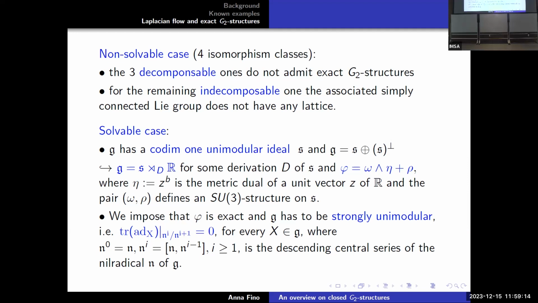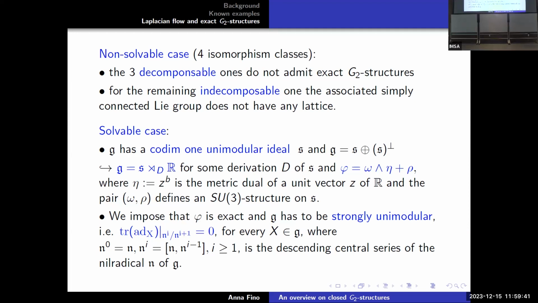And you write down your three-form as omega, which is the two-form defined by the SU(3) structure, wedge the dual metric of a unit vector on the orthogonal complement, plus rho, which is the other three-form. And then we impose, and that turned out to be a strong condition, that the three-form has to be exact, but this is not enough.